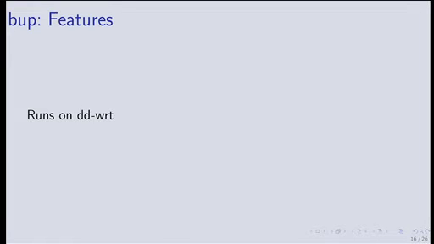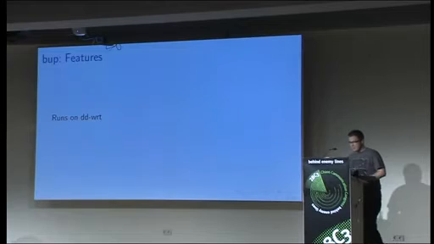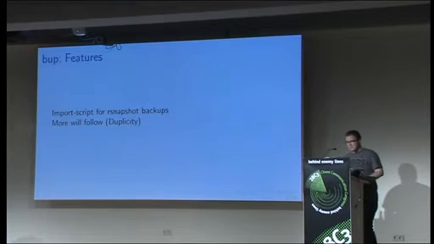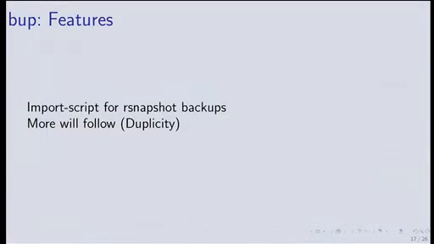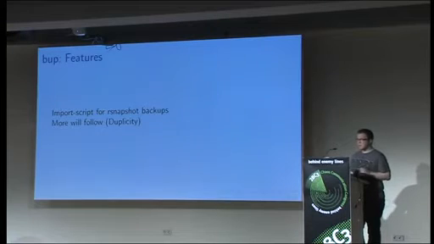Yeah, you can run it on your router, on your NAS, whatever. Pretty neat. We have an import script for rsnapshot. So if you're using rsnapshot right now and think about using bub from tomorrow on or from next year on or whatever, there's a script for it, and it doesn't just save your rsnapshot tree, but it also creates commits with the correct timestamps. Probably more will follow.